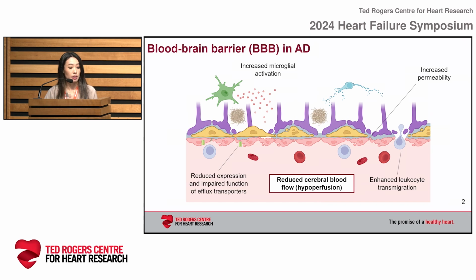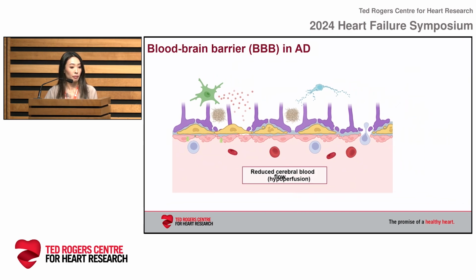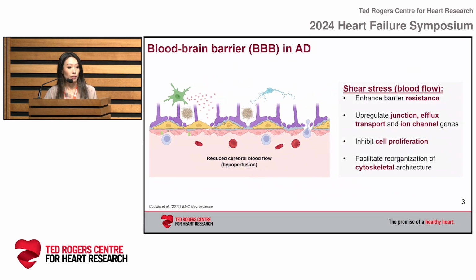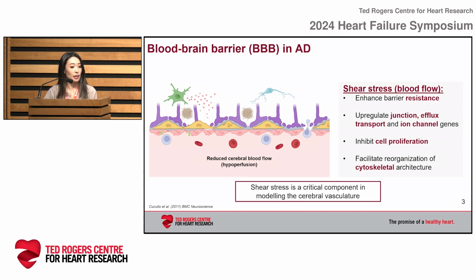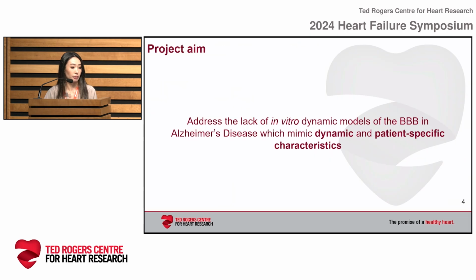Further, patients with Alzheimer's disease have been shown to exhibit reduced cerebral blood flow or hypoperfusion, which can have detrimental effects to the blood-brain barrier. More specifically, shear stress from blood flow has been demonstrated to play important roles in maintaining the healthy physiology of the BBB, including enhancing barrier resistance, upregulating junction and transport genes, inhibiting cell proliferation, and facilitating reorganization of the cytoskeletal architecture. So taken together, this demonstrates the critical role that shear stress plays in capturing and modeling the cerebral vasculature.